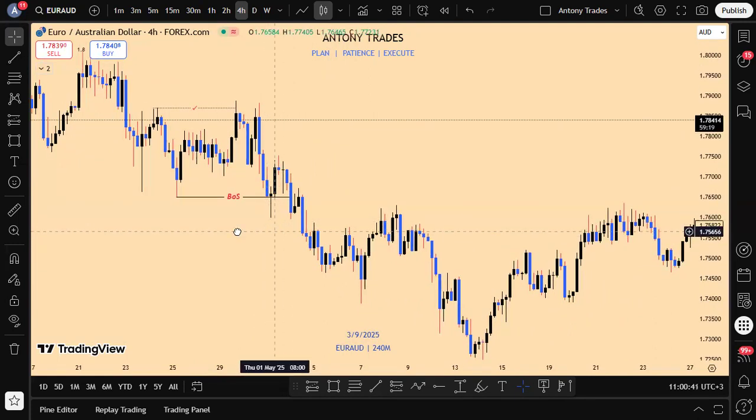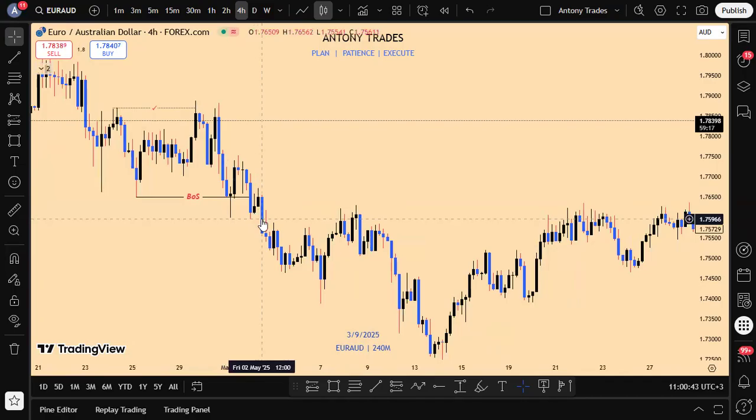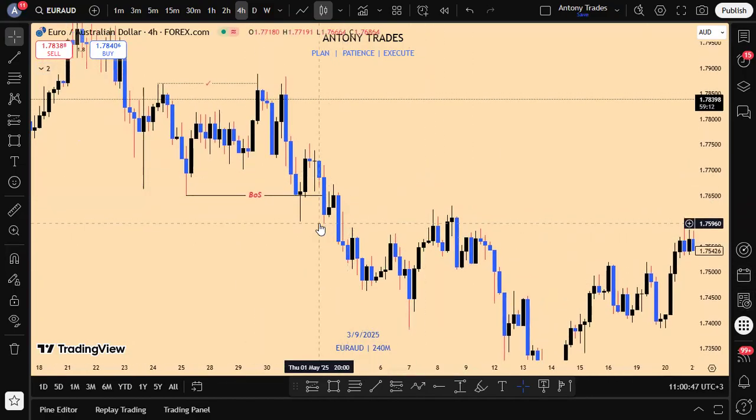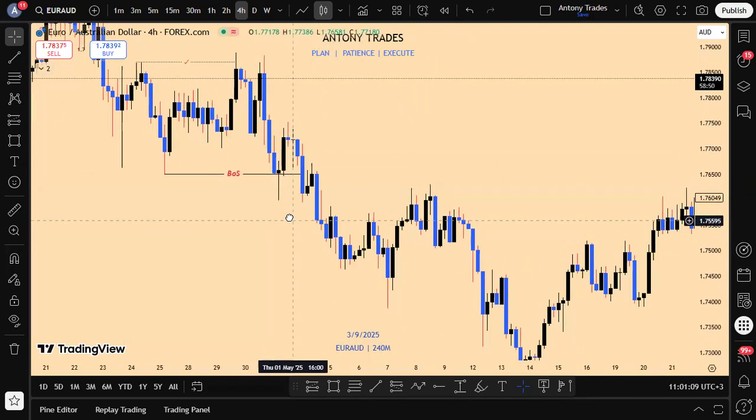Now, this one is not a valid break of structure. Also, this is not a valid pullback. I think I've made a video on how to identify a valid pullback. You see this candle here. This candle's low was never swept before the pullback, and the candle high was also never swept. So this is not a valid pullback for me.